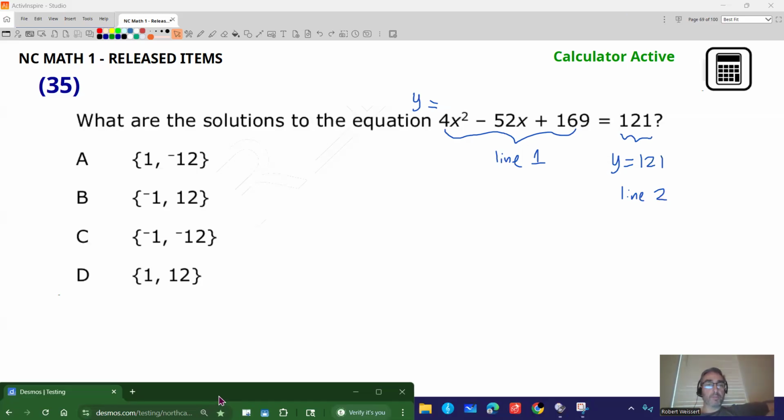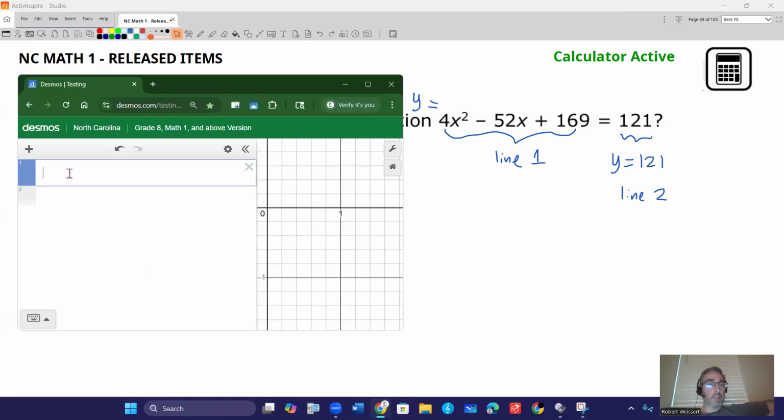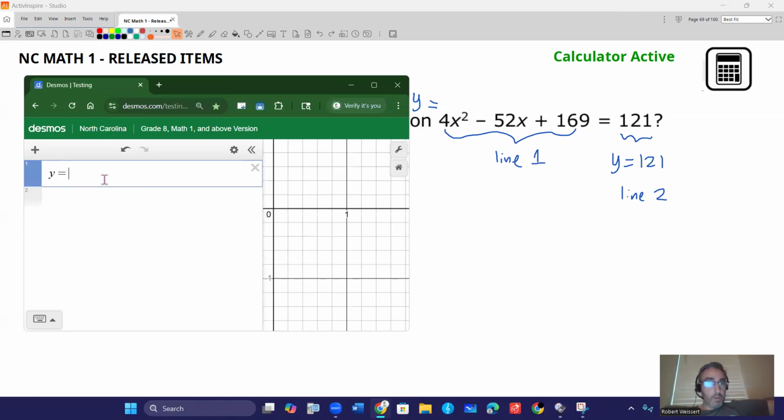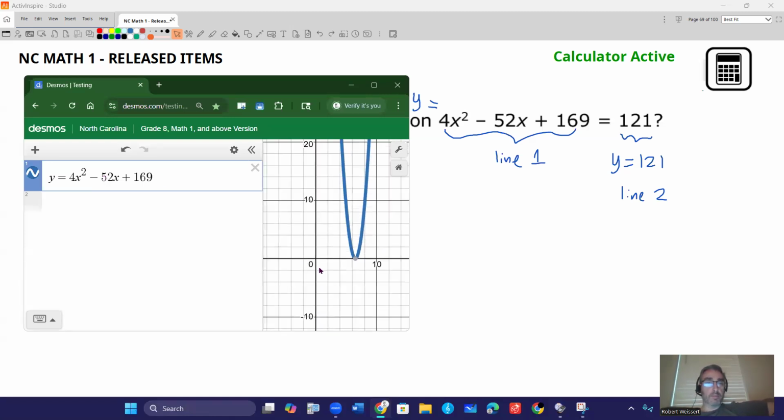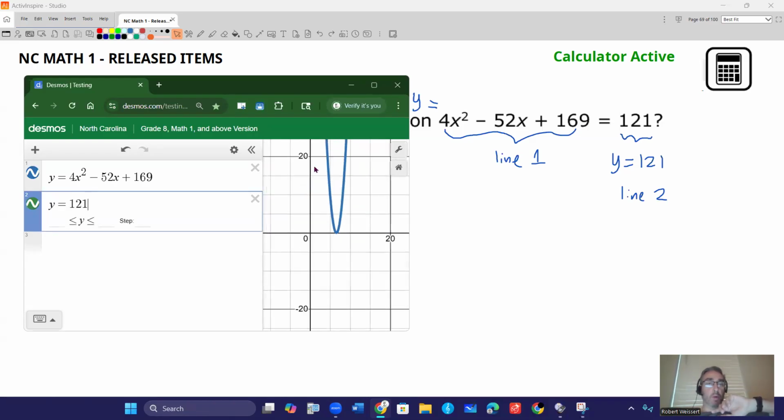So let's try that out. We're going to go into Desmos, and we're going to put in line 1. I'll go ahead and type y equals for you. Y equals 4x squared, again, if you didn't pause this video and try it on your own, see if you can do that first, minus 52x plus 169. And you're not going to see that unless you zoom out a little bit, because that's shifted over. And then you have y equals 121.